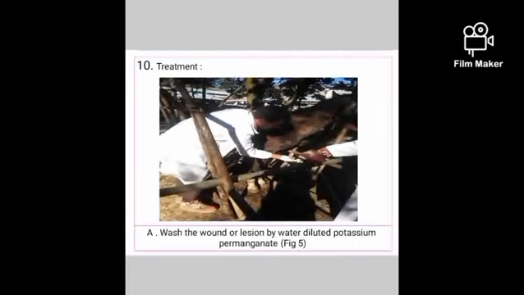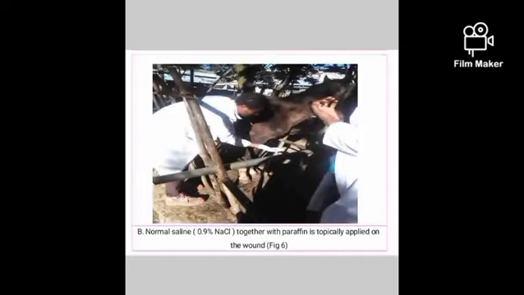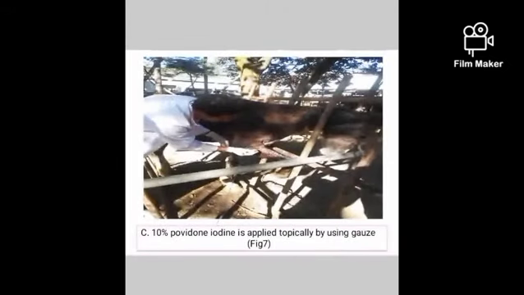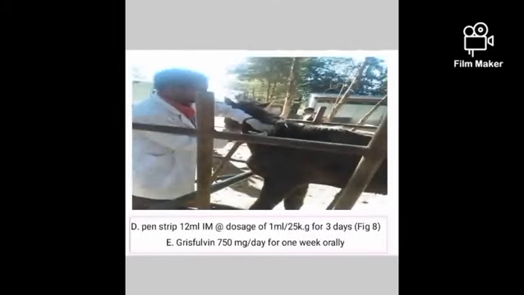First, we wash the wound or lesion with water diluted potassium permanganate, and then we apply normal saline together with paraffin, typically applied on the wound. We also use 10% povidone iodine applied with gauze, and then to prevent secondary infections we use penstrep. Finally, we give griseofulvin, which is an antifungal drug that prevents the growth of the pathogen.